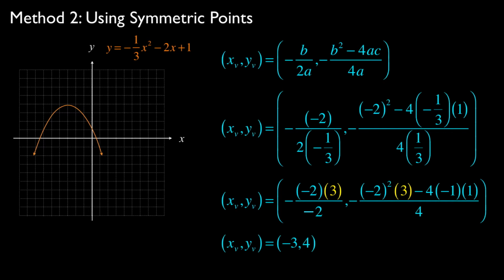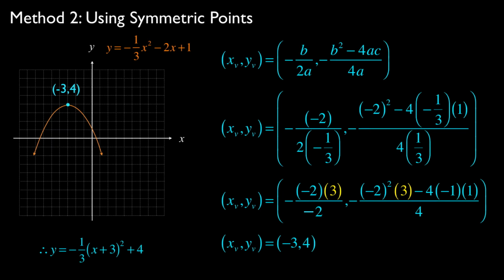Now, if you ask me, my opinion, our first approach was actually easier, not using the formula. And so, just to wrap it up, we have our vertex at (negative 3, 4), and we have that a value of negative 1/3. So our equation simply becomes y equals negative 1/3 (x plus 3) squared plus 4.